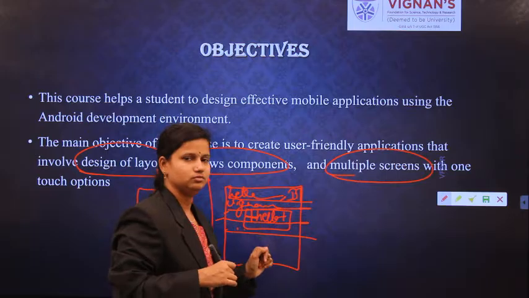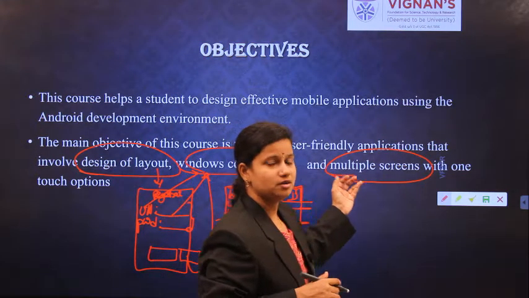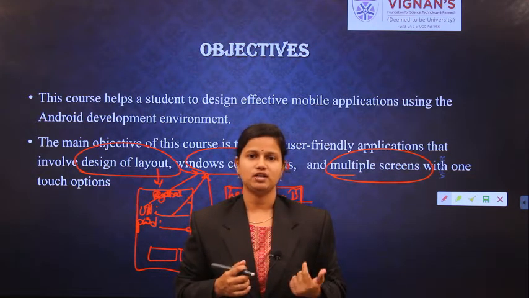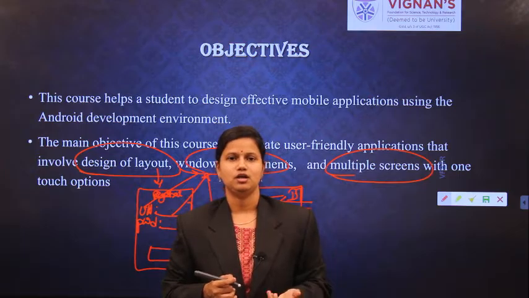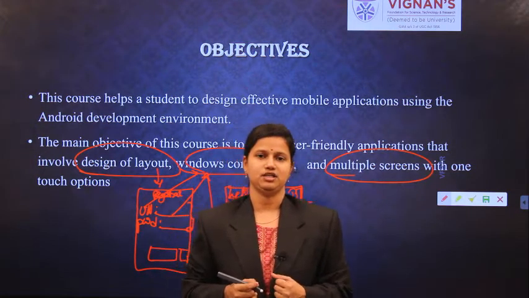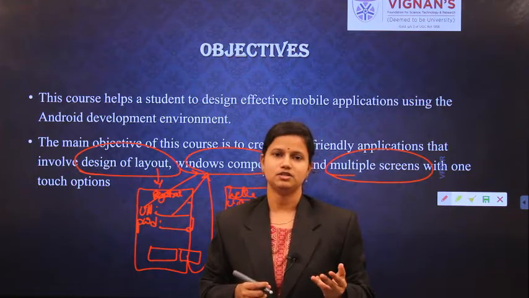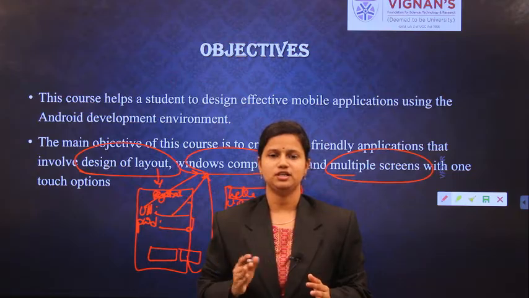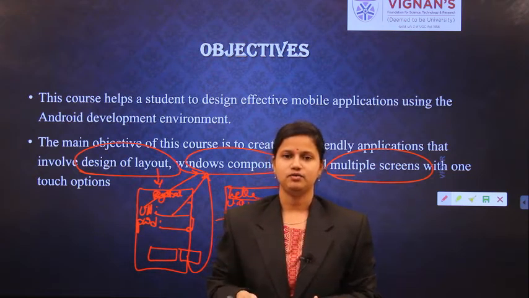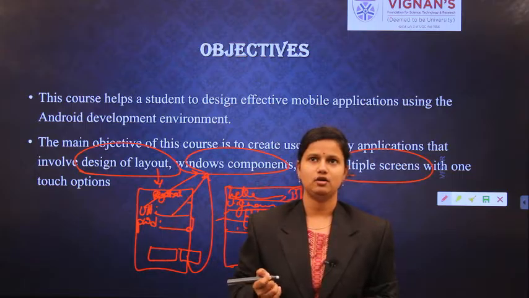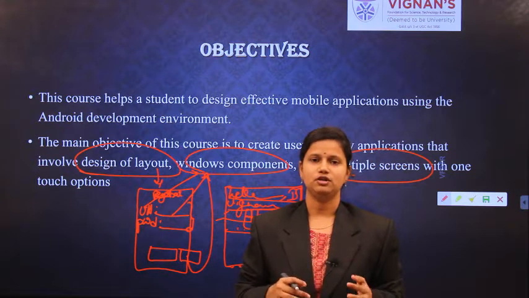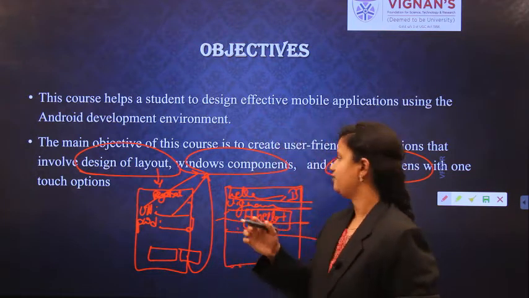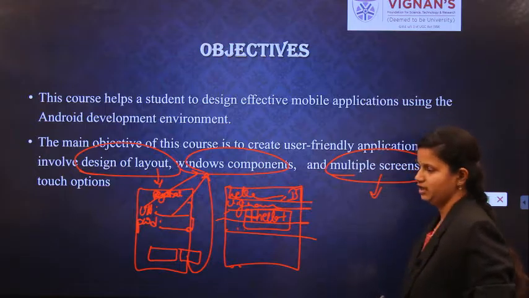And multiple screens. So what are multiple screens? When you observe any application, it will not contain a single screen. It will contain more than one screen. When you consider your calendar application, it will contain different months. When your screen changes, the month will change, and then we have to store the event of a particular date. Different screens are called different activities. So multiple screens are involved in an application.